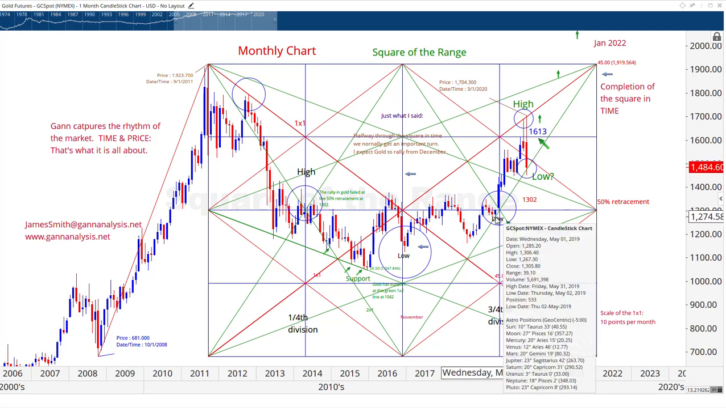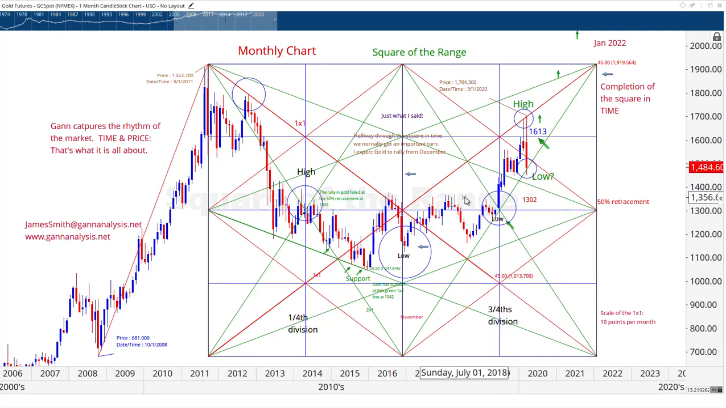So the point I want to get across here from a Gann perspective, from this low to this high is the swing, and the price distance is kept the same because we're squaring the range by price, but we're using a scale of 10 points per month, which means this 1 by 1 line declines 10 points per month. Where it crosses the level of the prior swing low, that completes the square in time.